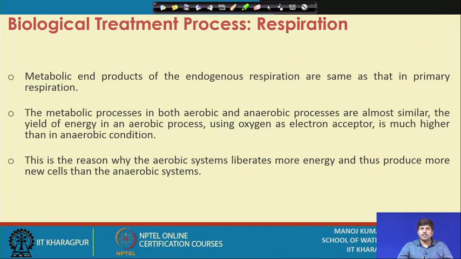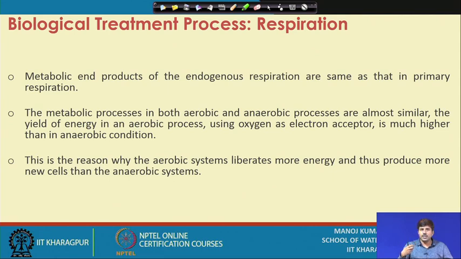The metabolic processes in both aerobic and anaerobic processes are almost similar. Okay. The yield of energy in aerobic processes, using oxygen as an electron acceptor, though, is much higher as opposed to the anaerobic condition. So, when oxygen becomes the electron acceptor, it yields much more energy as opposed to anaerobic systems, and that is one of the basic reasons that in anaerobic systems the synthesis of cell mass is very low.